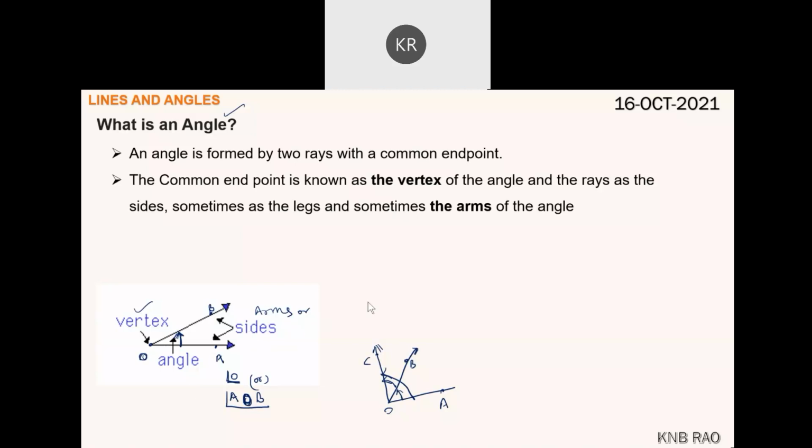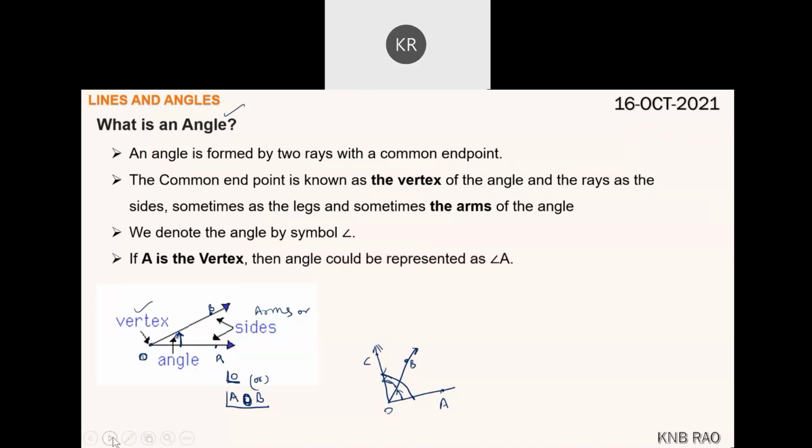Now moving on to the symbol. We denote angle by using this symbol. Angle symbol it is. So if A is the vertex, the angle could be represented as angle A. If O is the vertex, then the angle would be represented as angle O. Three-letter notation also you know.